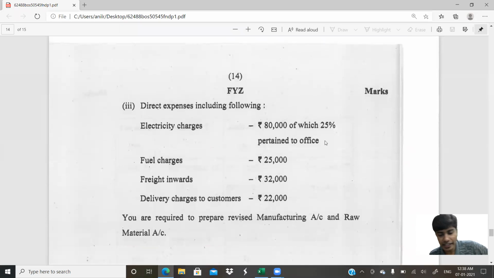Third one. Direct expenses includes the following expenses. Okay, they've told few expenses. These are all including direct expense. Let us check if these are all correct. If it is correct, we'll leave it. If it is not, we'd have to remove.